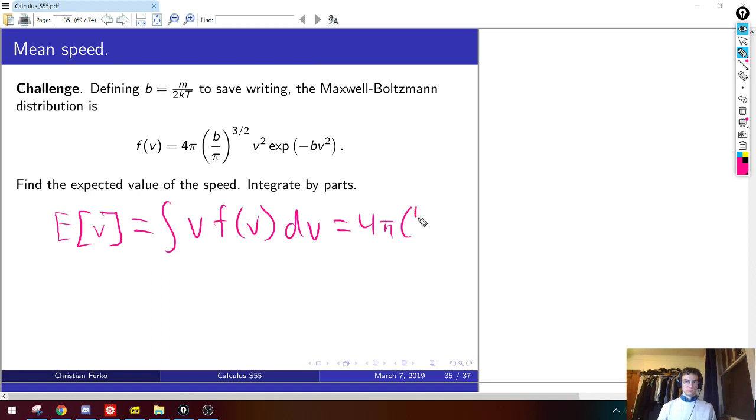Equals 4 pi times b over pi to the power of 3 halves, integral, v squared times v gives v cubed, exponent negative b v squared. And we have integration by parts again. Oh boy. If only the powers were reversed. If it were a cube up here, that'd be better.